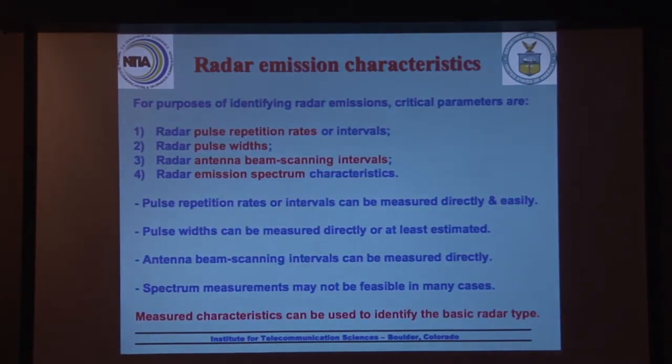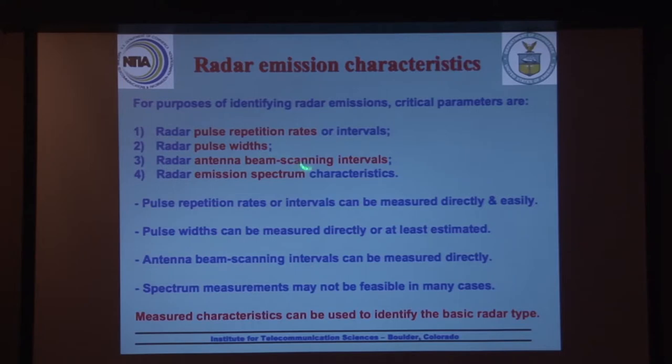So, radar mission characteristics. For every one of those types of radars, we have a set of mission characteristics that we can always use to basically identify them. One is how fast, what's the repetition rate at which pulses are coming out of the radar. So pulse repetition rates, or inversely, the intervals between pulses. The widths of the pulses, the pulse widths.